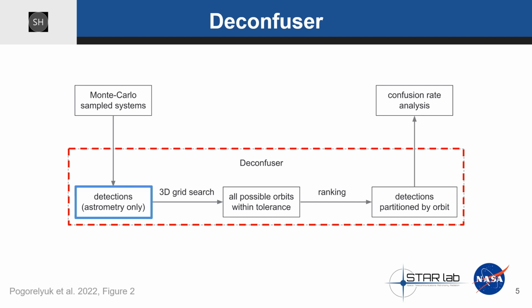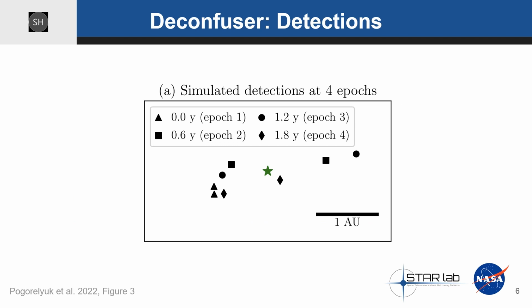The first thing the deconfuser does is accept unlabeled astrometric measurements of planet detections. Here is an example of simulated planet detections. This would be 4 detections of an image, again, all stacked on top of one another. The observations here have been equally spread over nearly a 2-year time span, so the different shapes correspond to different times of detection.